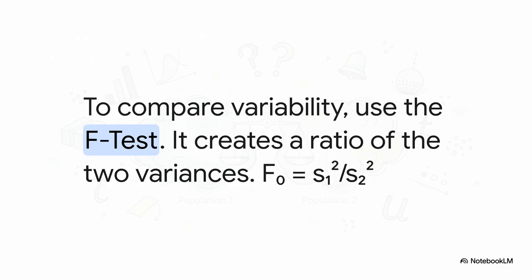And last but not least, when you're comparing variability, you use the f-test. And this formula is super simple. It's just a ratio of the two variances. That's just standard deviation squared. If the variances are similar, that number is going to be close to 1. If it's far from 1, then you know one group is way more spread out than the other.